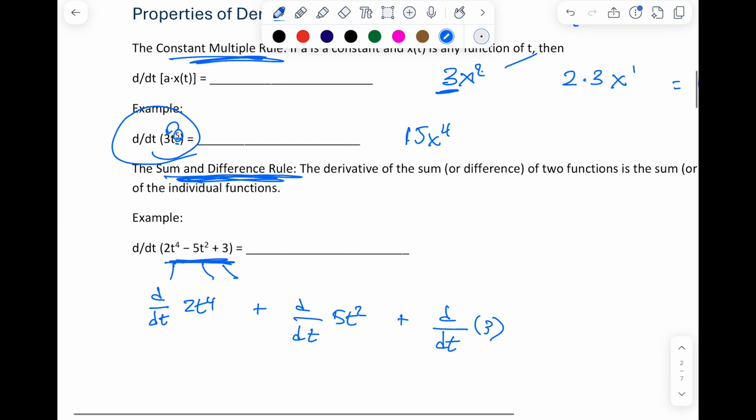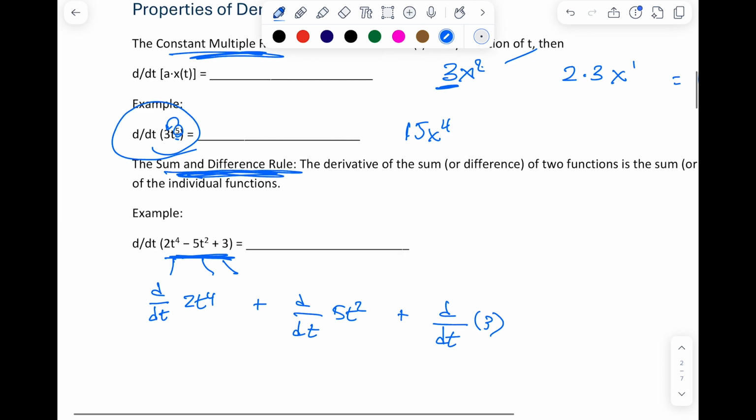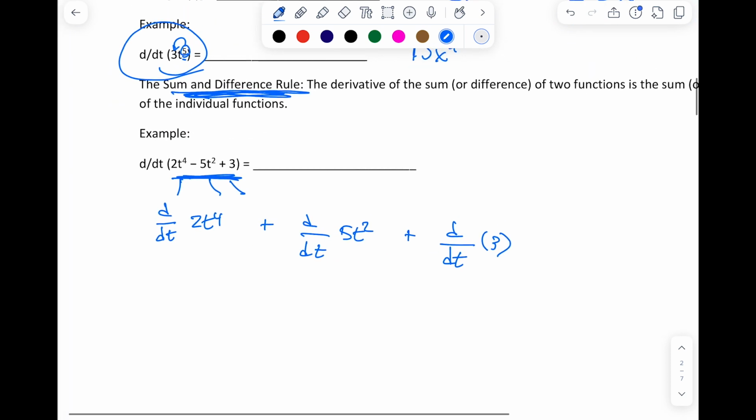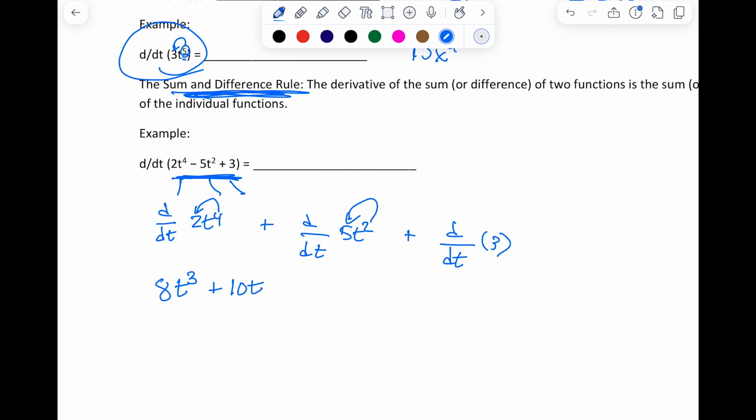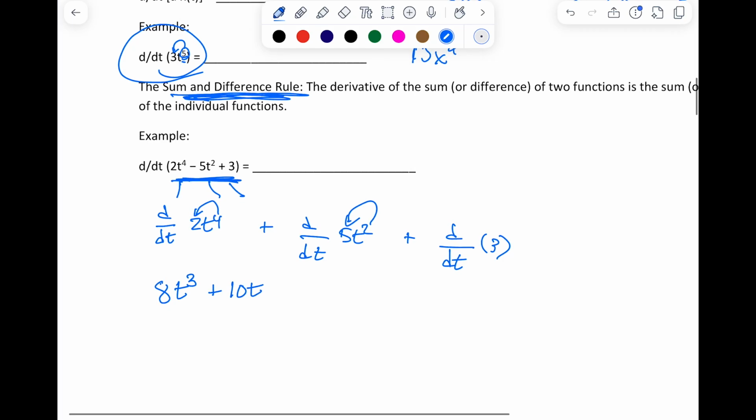All right. Now, by the way, we have not talked about this, so let's just do this example. It's a perfect example. This would be 8t cubed. You see that? I bring down the 4. 4 times 2 is 8. I drop the power 4 to a 3, plus 10t, because the 2 multiplies the 5. I'm just adding them up. So we can add them.